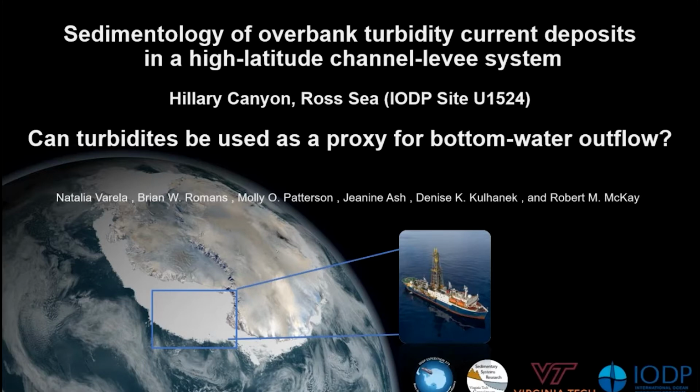The talk that I will present today is based on the work that we have done with the sediment cores taken from the levees of a submarine channel located in the Ross Sea, Antarctica, to answer the question: can turbidites be used as a proxy for bottom water outflow? Or in a broader sense, can turbidites be used as a Pliocene proxy? This work is part of the IODP Expedition 374 and all the scientists mentioned here.